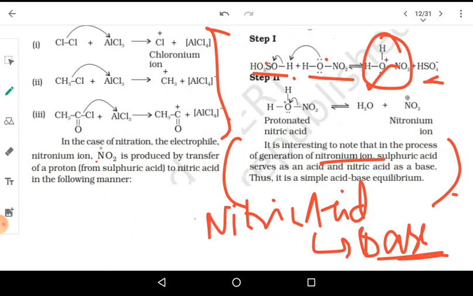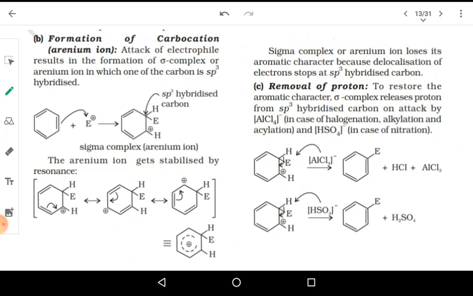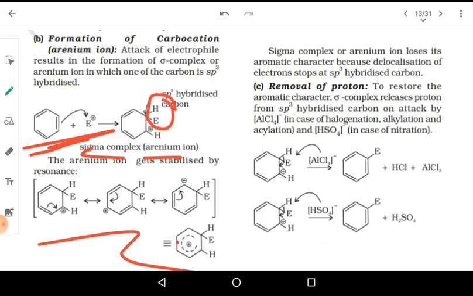But in the case of nitration, as I have already told, we have H2SO4 acting as the acid, and HNO3 acting as the base, as a result of which we are getting NO2 plus in the second step of the reaction, right? So we are getting NO2 plus as the electrophile. Now we have the benzene ring attacking the electrophile, right? So we have a sigma complex which is formed over there, that is basically the arenium ion, and this tries to get stabilized by the resonance structures. These are the resonance structures, but it loses the aromatic character because the delocalization of the electrons stops at the sp3 hybridized carbon, because the position where the electrophile is substituting is an sp3 carbon.